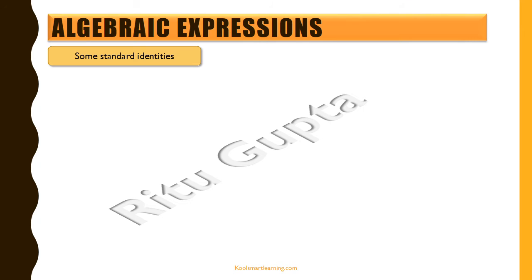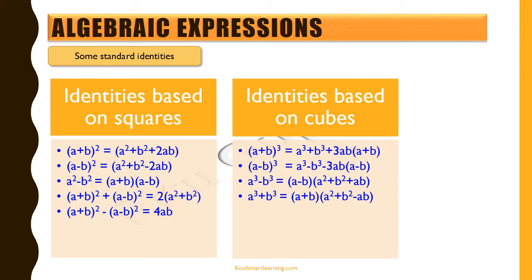Now first, let's see some of the standard identities. First of all, some of the identities based on squares. First is a plus b whole square is equal to a square plus b square plus 2ab. This is simply multiplying a plus b with another a plus b. If you multiply these two polynomials, you will get a square plus b square plus 2ab. Similarly, a minus b whole square will become a square plus b square minus 2ab. A square minus b square is equal to a plus b into a minus b.